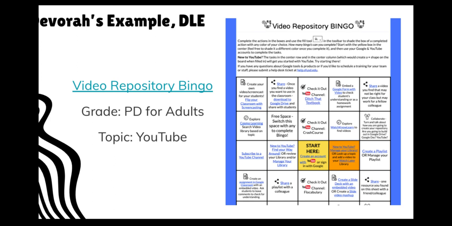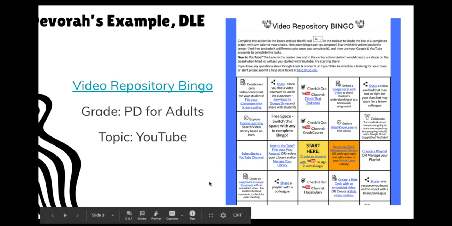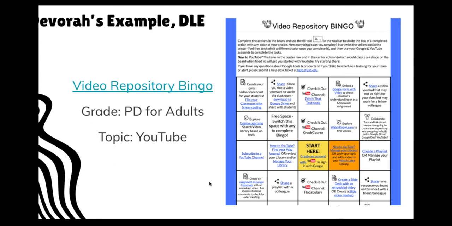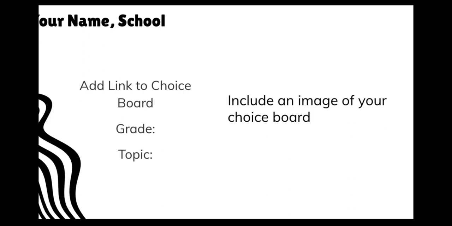We have Devorah's example, and she has a video repository bingo, and there's a link to it if you want to check it out. If you want to add it to the kind of choice board that you make, you can make a bingo. I don't think we have a template for bingo, but maybe we'll add it to our templates. And there it is. Your job is simply to add your name, your school, link, grade, topic, and to include an image. And then we'll have a shared repository of these different pieces, and you will have a bit of a library of choice boards to examine, to explore, to use in your practice.